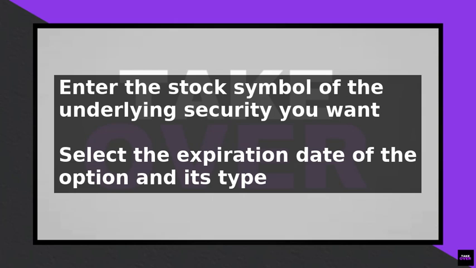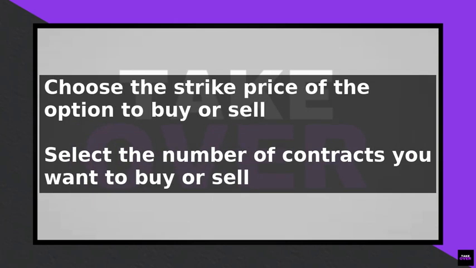After selecting the strike price, you will need to choose the number of contracts you want to buy or sell. One contract is equal to 100 shares of the underlying security. So, if you want to control 100 shares of Apple stock, you would buy one contract.